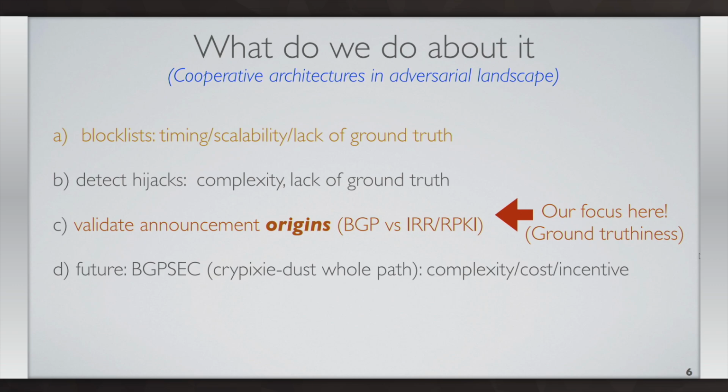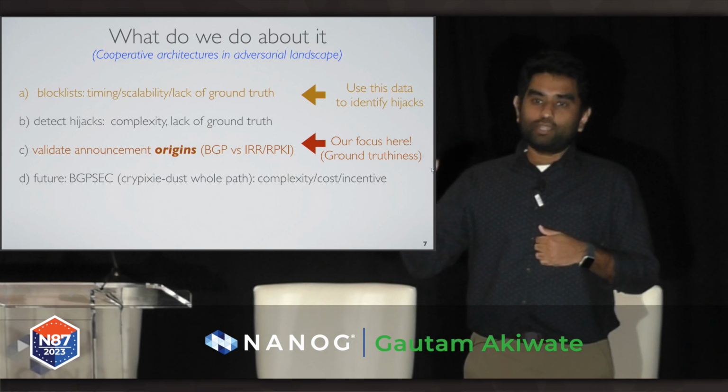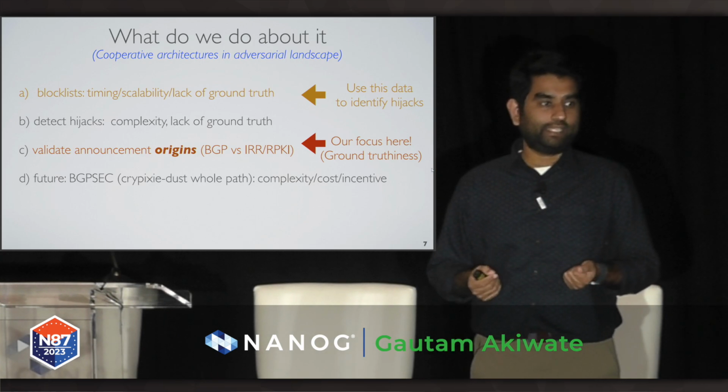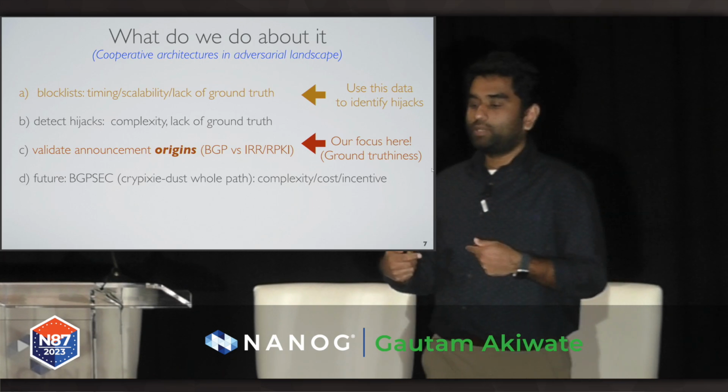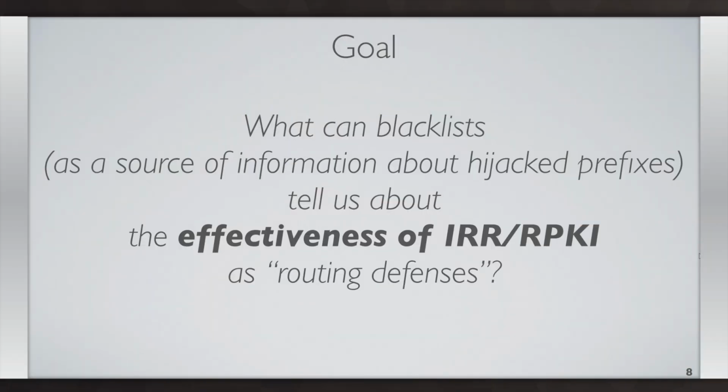So here's what we're going to do. We are going to use data from block lists in order to understand how malicious attackers were able to subvert routing defenses like IRR and RPKI. Or put another way, what can block lists tell us about the effectiveness of IRR and RPKI as routing defenses? And note that I have routing defenses in quotes.